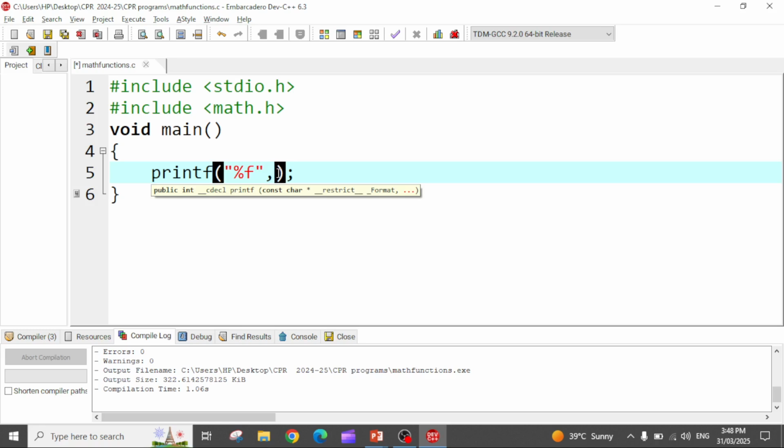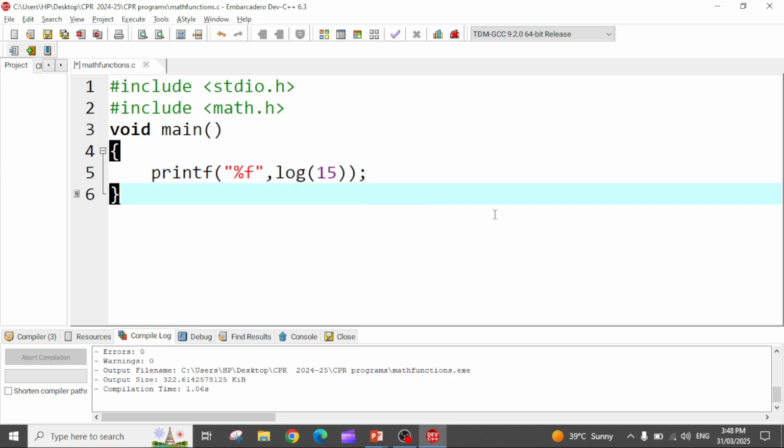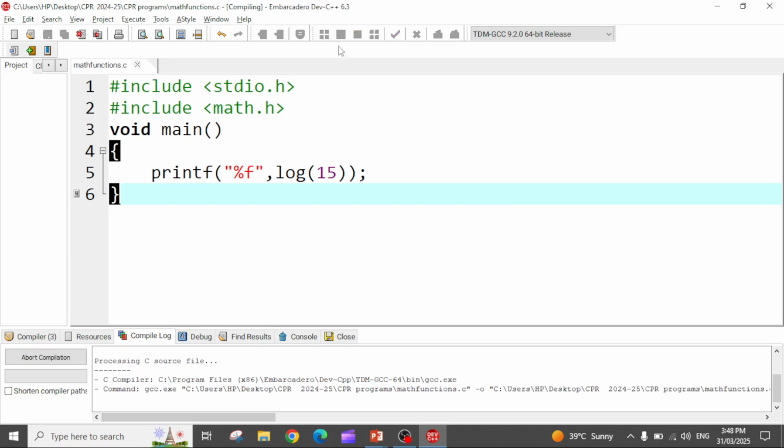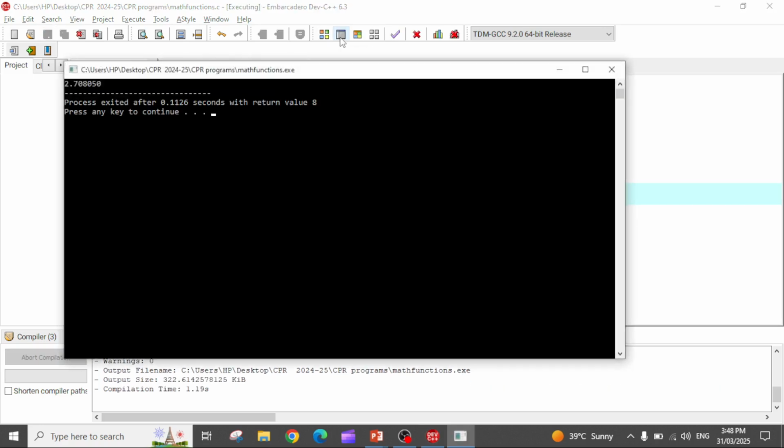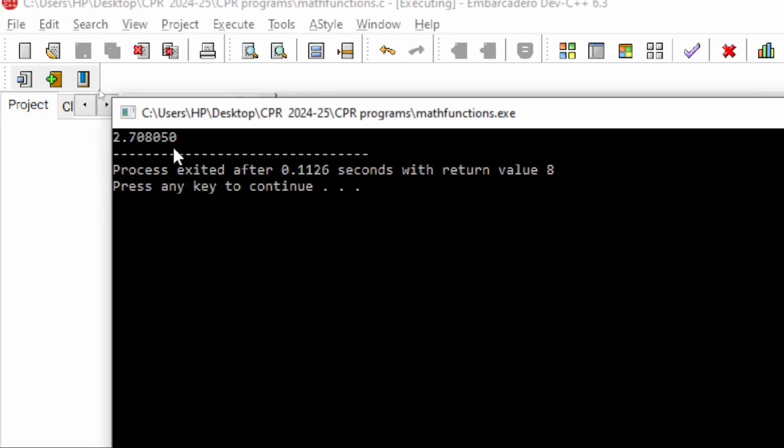Let us move to the next part where logarithmic functions are there. I have to find the log of the number 15. So I will write log 15. And which type of logarithm am I going to get here? I am going to get the natural logarithm. Natural logarithm means log to the base e. Let us verify the answer. Log 15 is 2.708050.